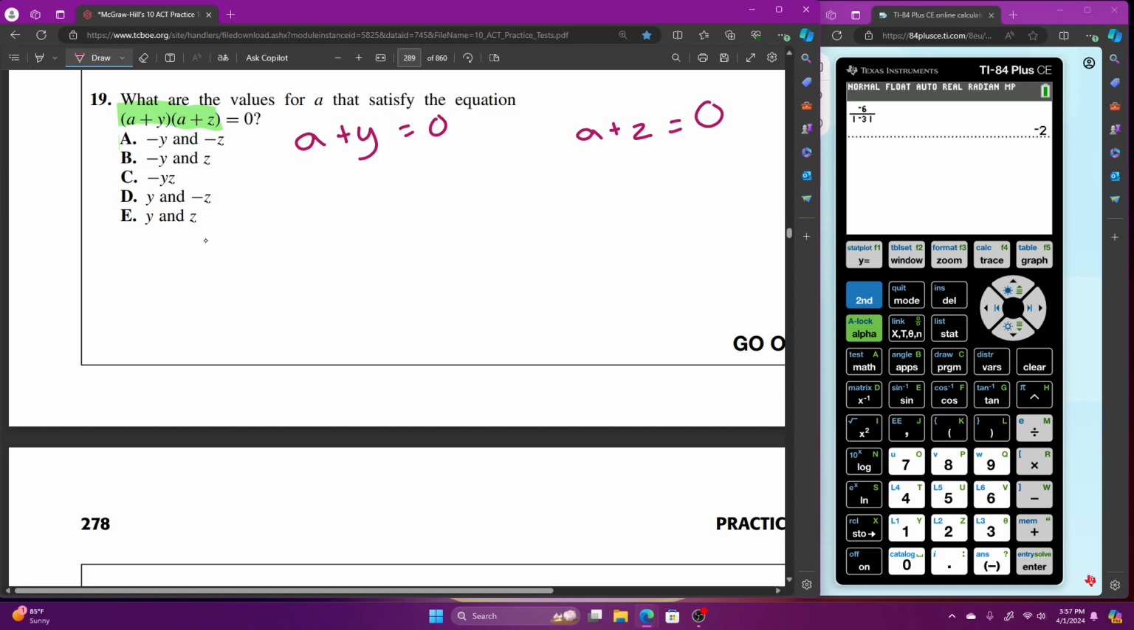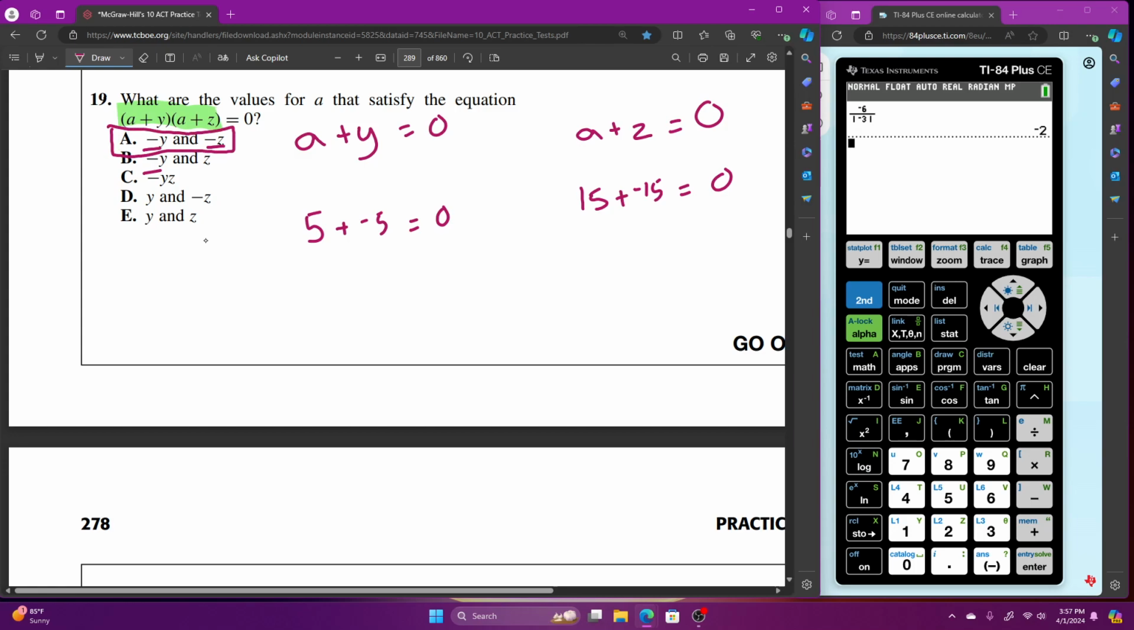Or you can just say, what if A was a number? 5 plus what equals 0? It'd be negative 5. That'd be negative Y. And same thing over here. Say that A was 15. We're just making up a number. 15 plus what equals 0? It'd be negative 15. That'd be negative Z. So our answer is right here at option A.